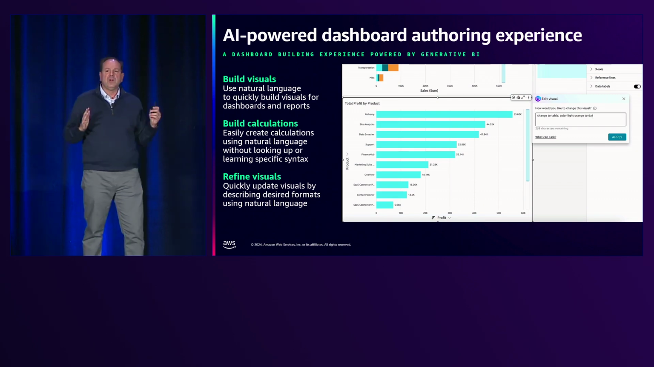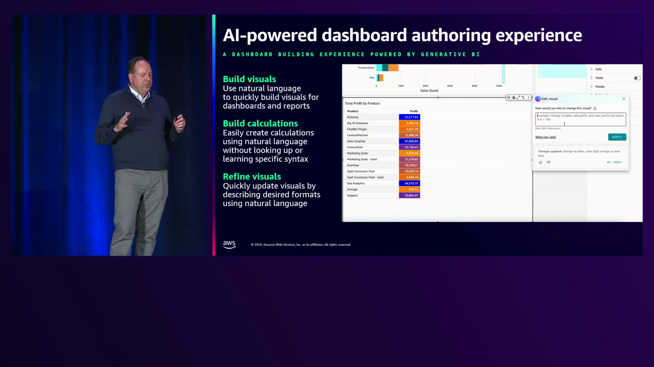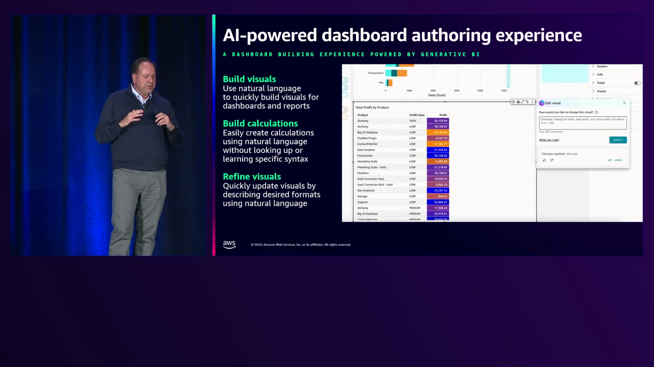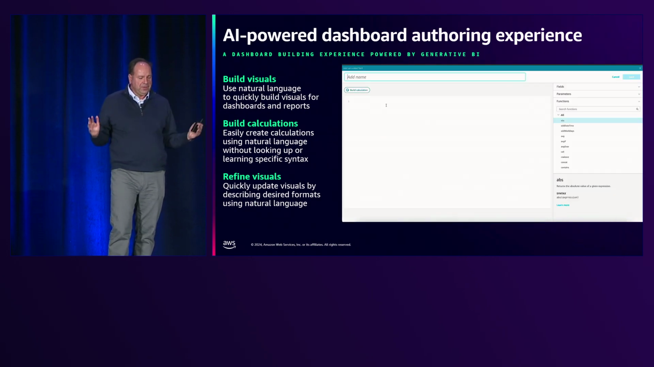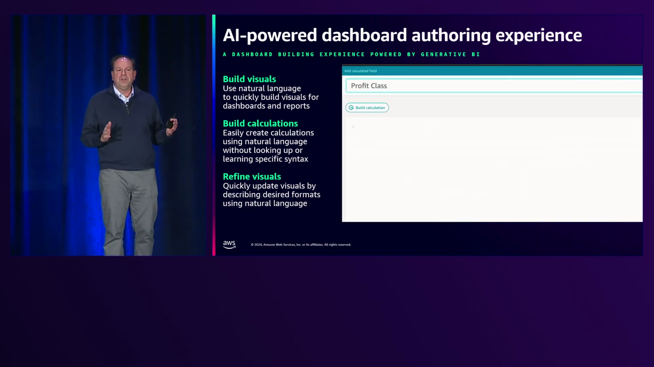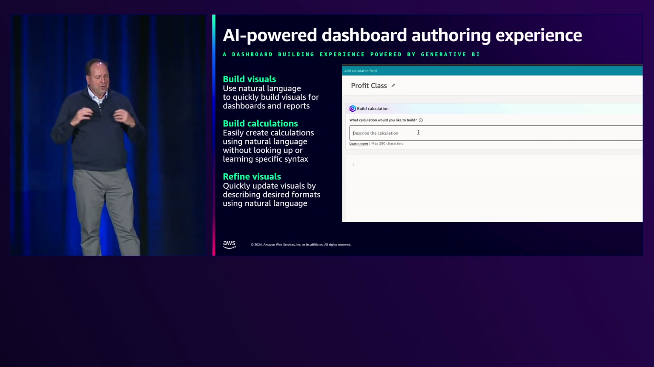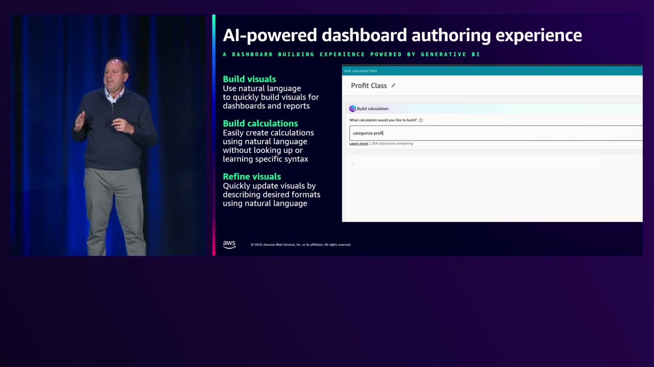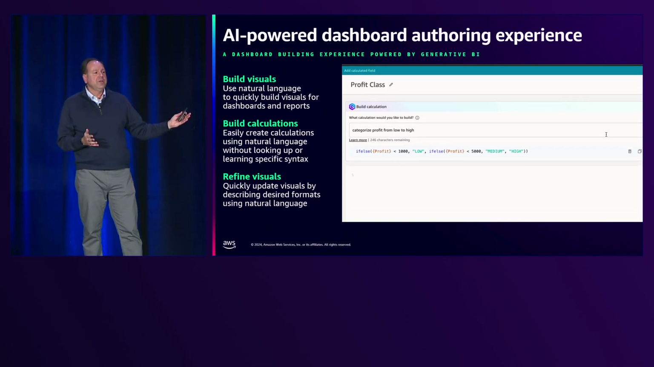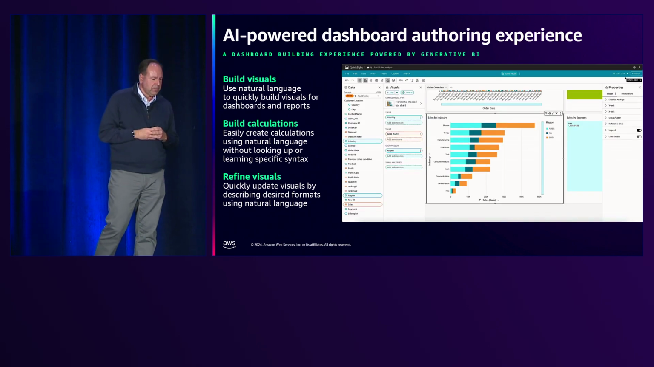And with Amazon Q and QuickSight, you can use natural language to build visualizations, just like you see here on the screen. You can ask a question of your data, and then you'll get a result that's a visualization, and you can add that to your analysis, or you can add it to your pixel-perfect paginated report.